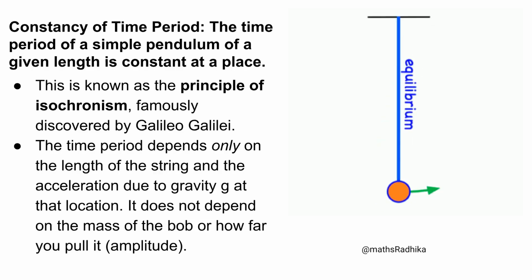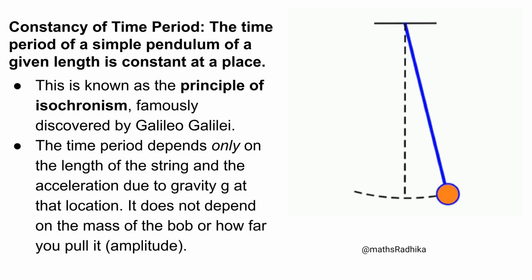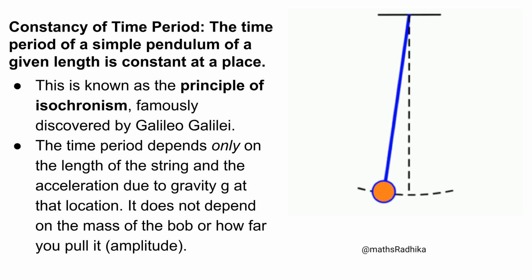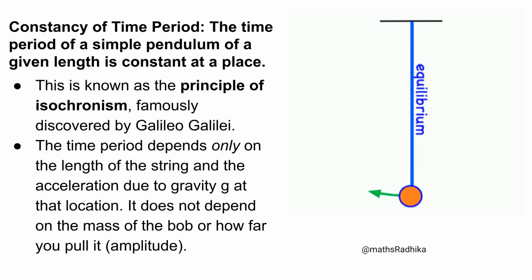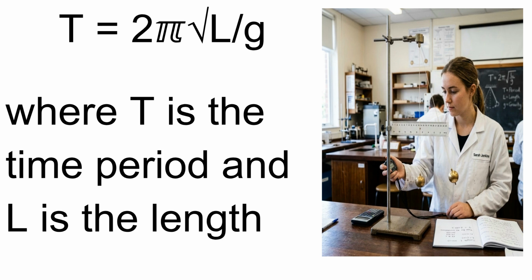The time period depends only on the length of the string and the acceleration due to gravity, g, at that location. It does not depend on the mass of the bob or how far you pull it, amplitude. So, formula: T equals 2 pi times the square root of L over g, where T is the time period and L is the length.